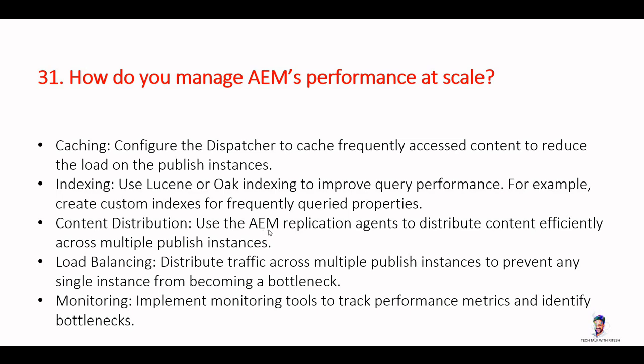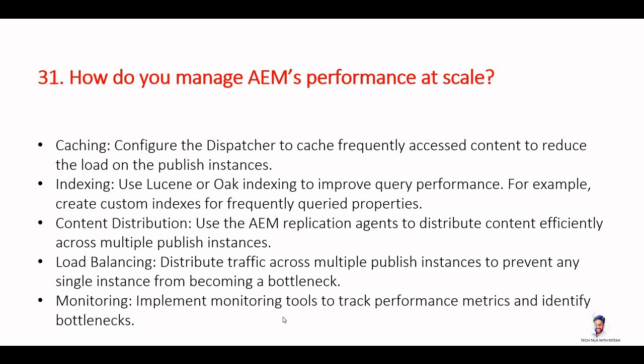Content distribution. Use the AEM replication agent to distribute content efficiently. Here we have Sling content distribution as well. That is the latest feature. Load balancing. Distribute traffic across multiple publish instances to prevent any single instance from becoming a bottleneck. Of course, that means the setup of the dispatcher should be correct.